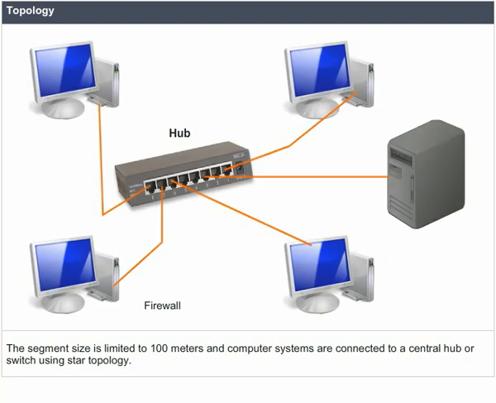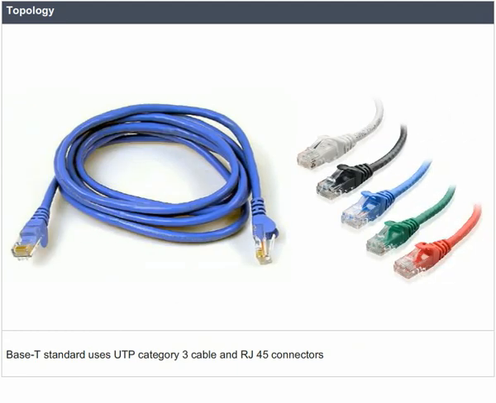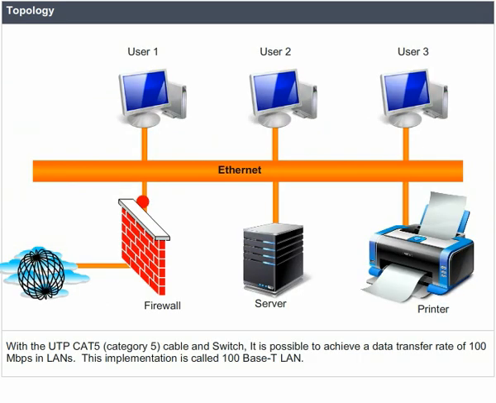The segment size is limited to 100 meters and computer systems are connected to a central hub or switch using star topology. Base-T standard uses UTP category 3 cable and RJ45 connectors. With the UTP Cat5, category 5 cable and switch, it is possible to achieve a data transfer rate of 100 Mbps in LANs. This implementation is called 100-Base-T LAN.